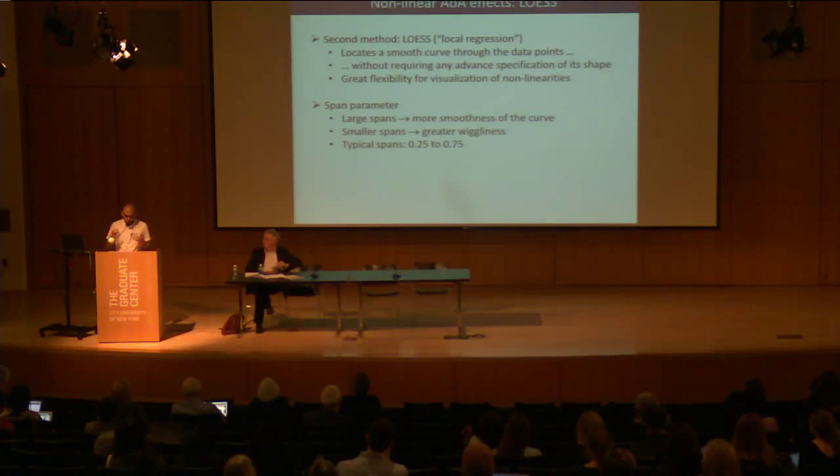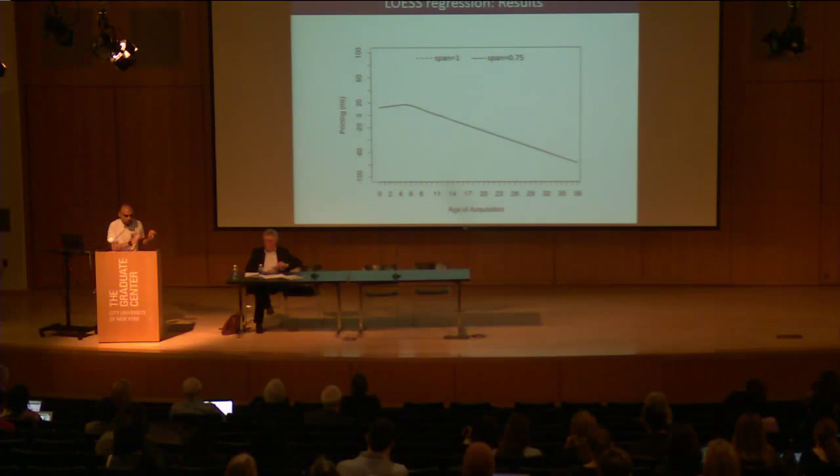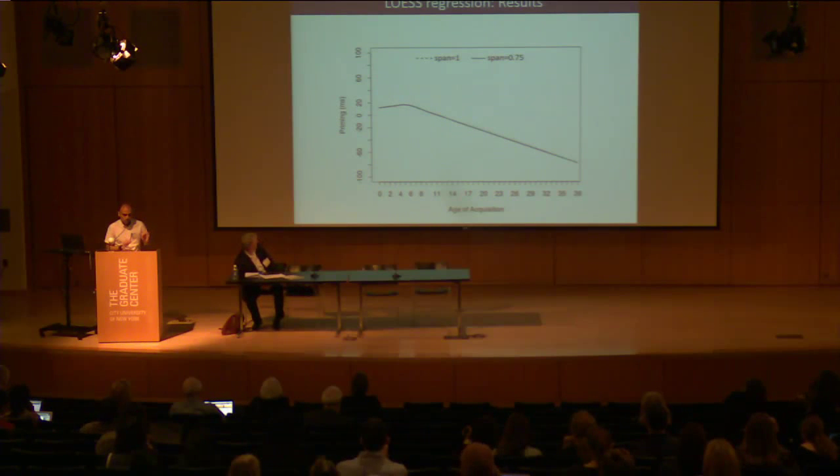So it's a bit tricky to figure out what the best span might be, but typical values are usually in the range of 0.25 to 0.75. And what we see here is a comparison of two values, 1 and 0.75. 1, in the dashed gray line, I hope that's clear, is almost a linear model, so there's a very slight curvature.